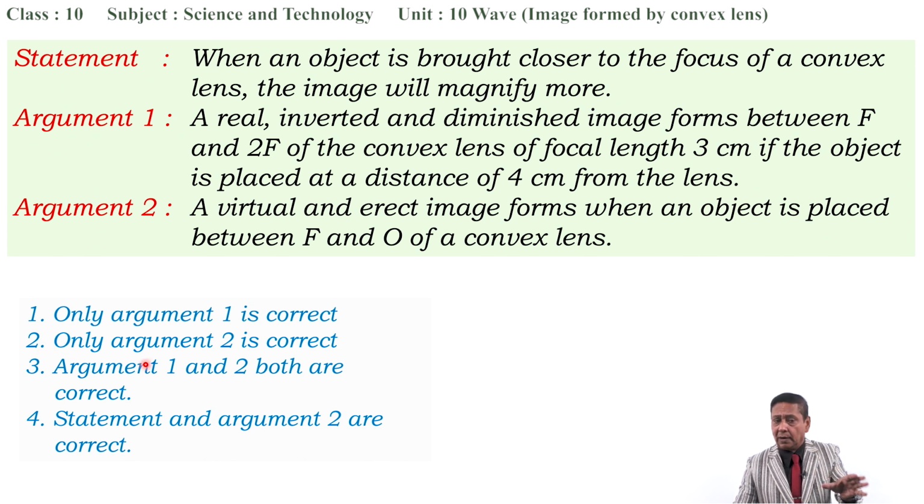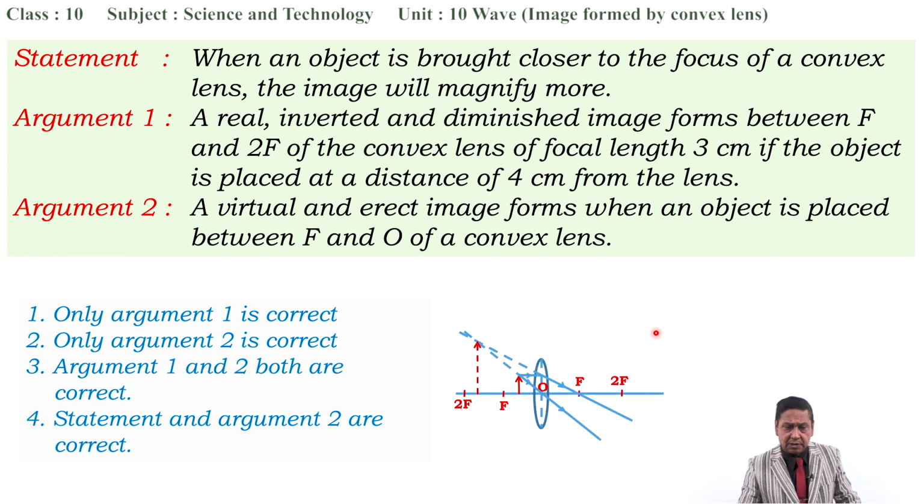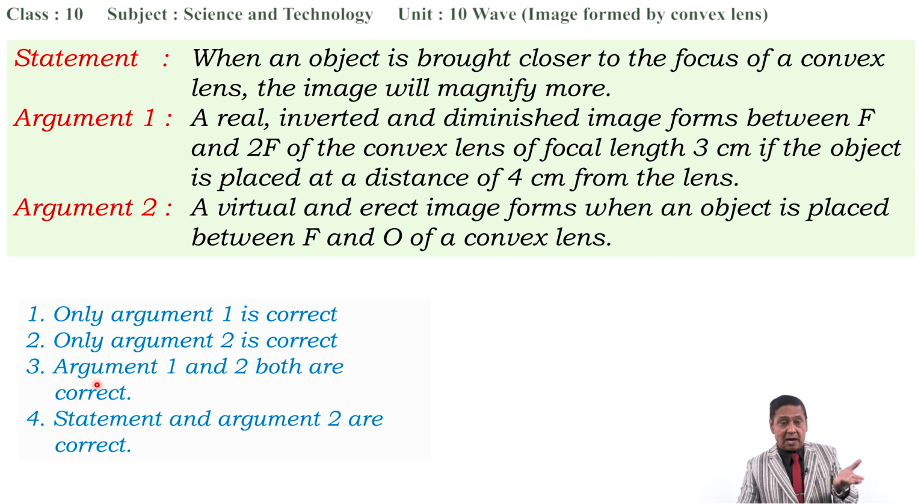Now second option: only argument 2 is correct, is it? A virtual and erect image forms when an object is placed between f and O of a convex lens. Let's have this diagram. The object is placed between f and O. And what is told? Virtual and erect image. Yes, a virtual and erect image forms when the object is between f and O. Yes, this argument is correct. But the question is, only argument 2 is correct. What about the statement? We haven't seen the statement. That's why I want to go through another option also. Arguments 1 and 2 both are correct? No, 1 is incorrect. That's why we have to drop this option. Now statement and argument 2 are correct.